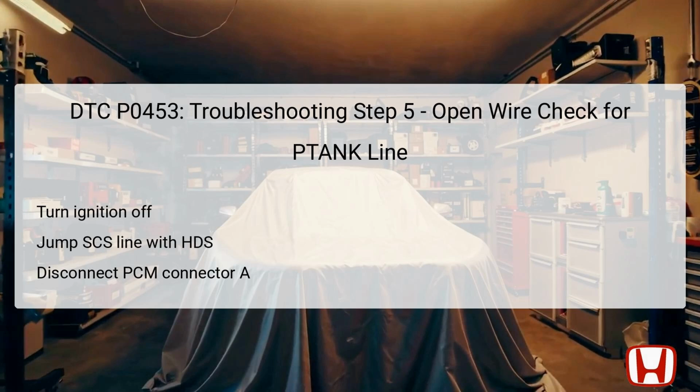This step involves examining the continuity and integrity of the P-tank wire, which supplies voltage to the FTP sensor. First, turn the ignition off to prevent electrical hazards during testing. Jumping the SCS, sensor circuit switch line, using the HDS simulates active circuit conditions. Then, disconnect the PCM connector A, specifically terminal 42, which connects to the P-tank line.